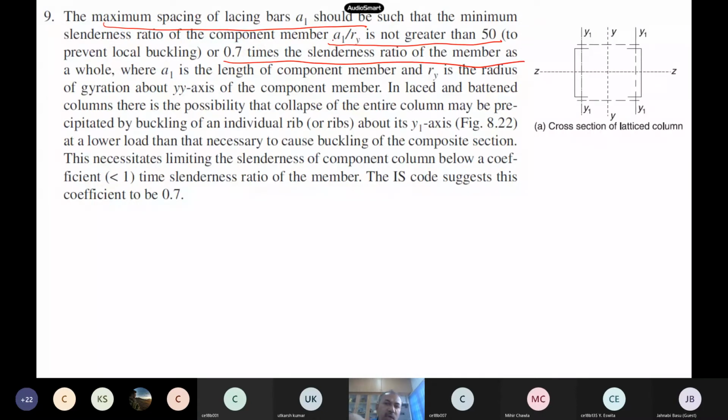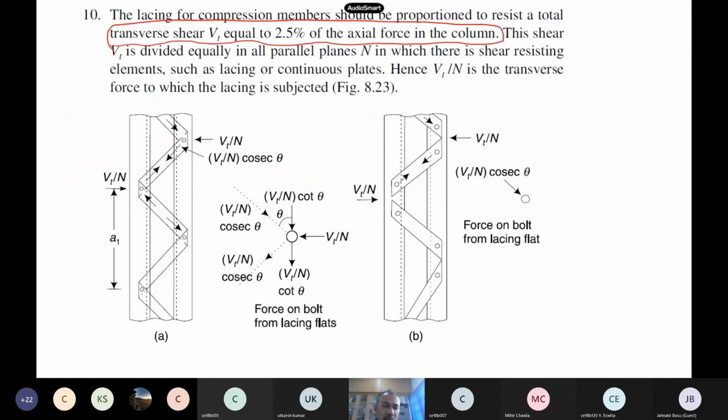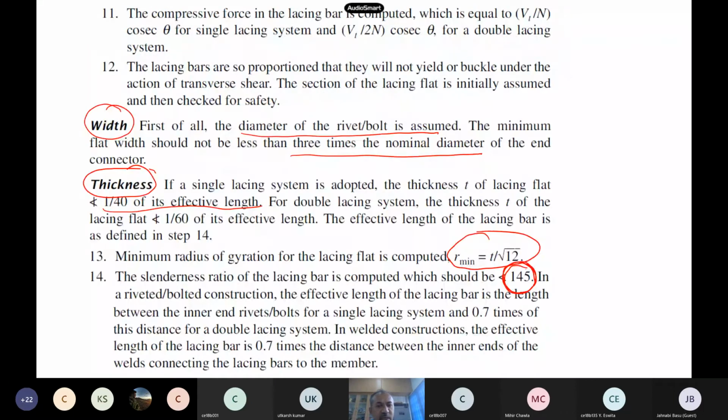So this also they do. A1 by r1, local buckling will be there, so you have to check all the spacings and everything also. Okay, the load also. So lacings and battens are not load carrying members. They only have to be designed for shear. So 2.5%, you see, these numbers have come from experiments. So you have to find the force acting on the columns, and then design all these widths and thicknesses. All straightforward guidelines are provided in the code itself.